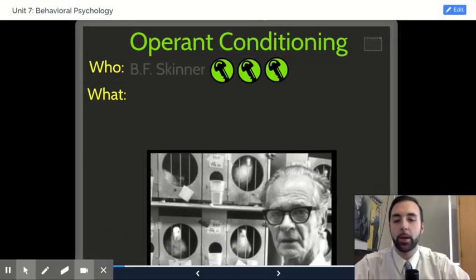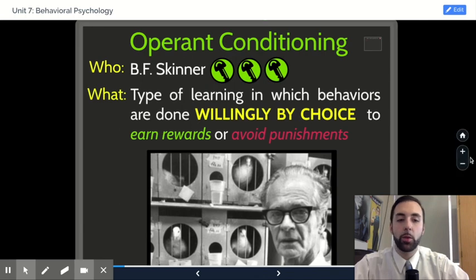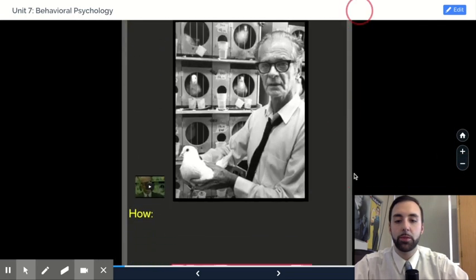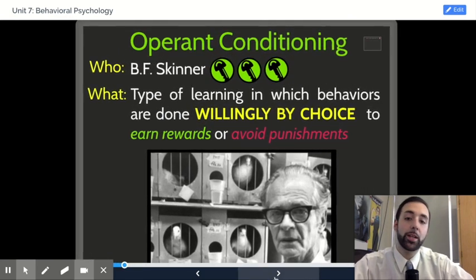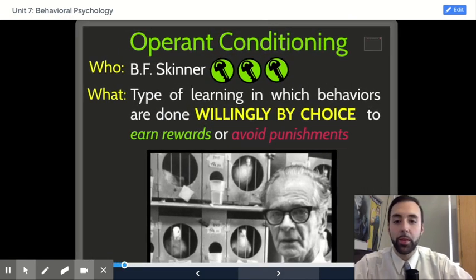Proceeding onward, we're going to introduce operant conditioning. I will point out that this box has some text below, so do not close this box once you're finished copying this down. Operant conditioning is most closely associated with key psychologist B.F. Skinner. There's a high likelihood that B.F. Skinner appears on the AP exam, so I gave him 3 key psychologist icons.